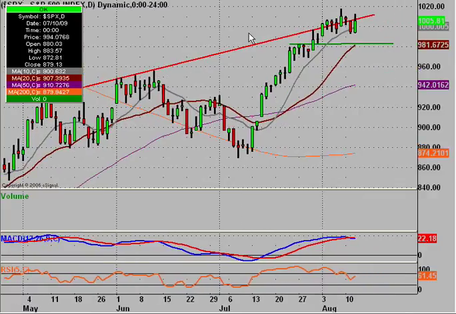The other thing with this 980 is if you look where the middle Bollinger Band is, or the 20-day simple moving average, that's also valued right now at 981, so basically the same thing.